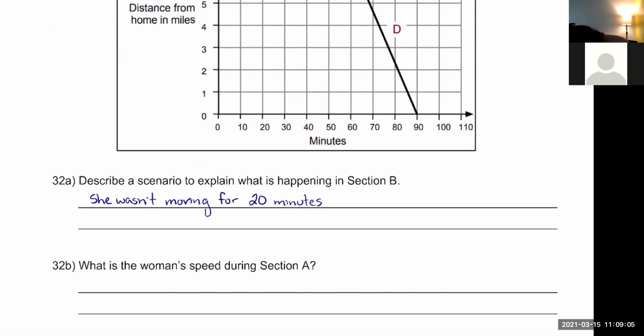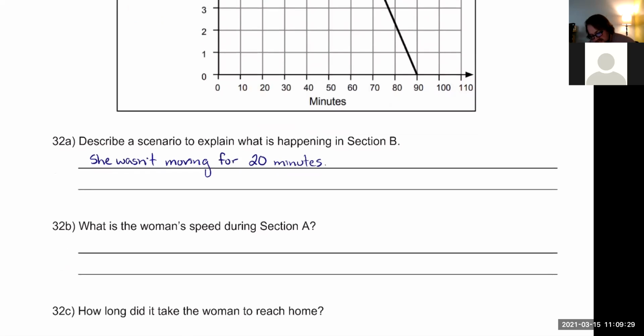Now, if you want to be fancy, you could say maybe she stopped to take a break, had a drink of water, stopped at an ice cream parlor, was enjoying some ice cream. Again, add story to it if you wish, but for our purposes, we can just very simply say she wasn't moving for those 20 minutes. That's why her distance did not change.